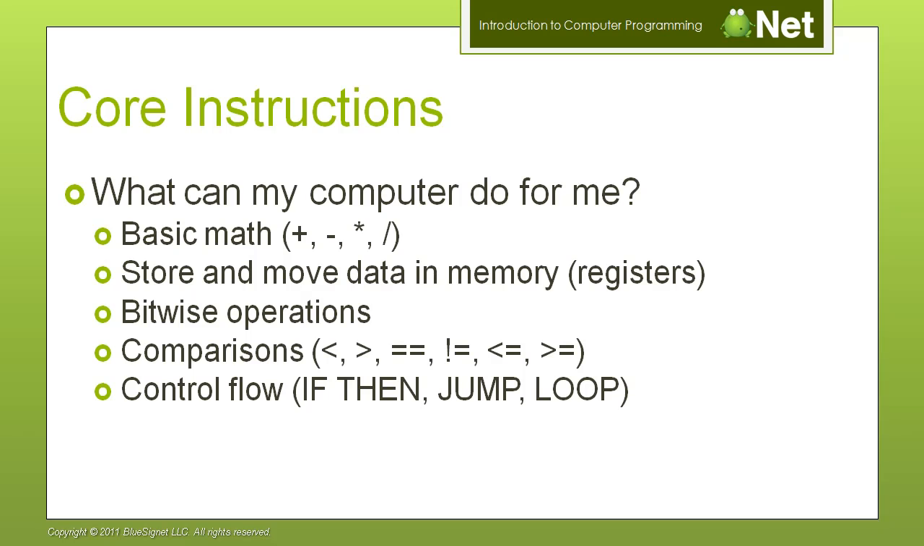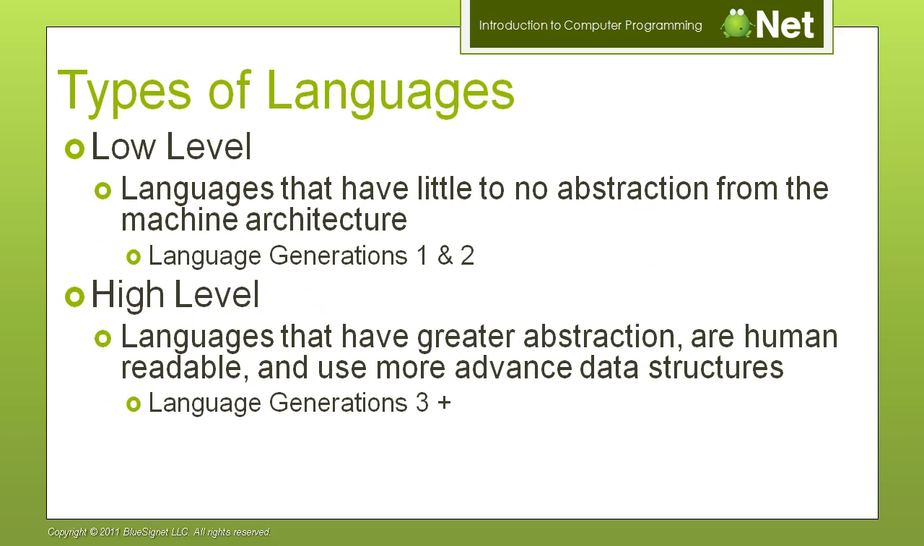Brian and I also wanted to discuss the two fundamental types of languages: low and high level languages. The low level languages, even within these, there are subsets. But generally speaking, a low level language is some sort of language that has little to no abstraction from the machine architecture. It's not human readable. It looks like matrix code. It looks like something that you'd really have to get into and really focus on to understand.